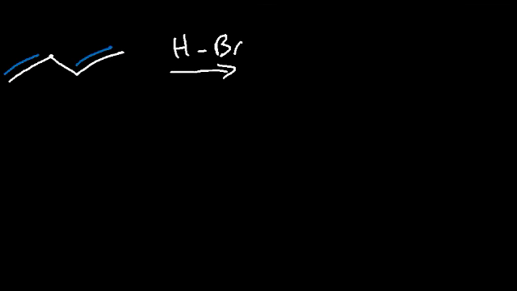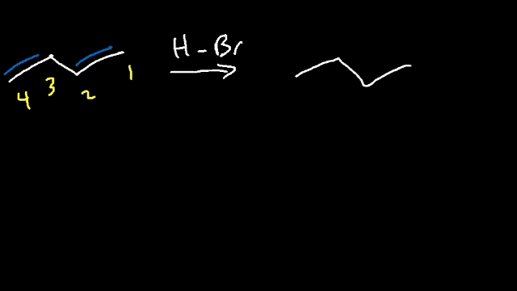Now let's talk about the 1,2 and 1,4 addition reactions with 1,3-butadiene. So butane is 4 carbons, and we have a diene, a double bond on carbon 1 and 3. So that's a 1,3-butadiene. Now what's going to happen when it reacts with HBr? Now there's two products you can get. Let's call this carbon 1, 2, 3, and 4. The HBr molecule could add across the first two carbons, across the double bond.